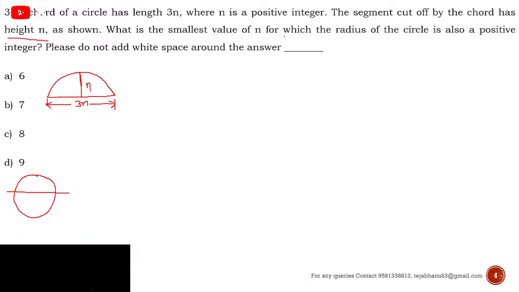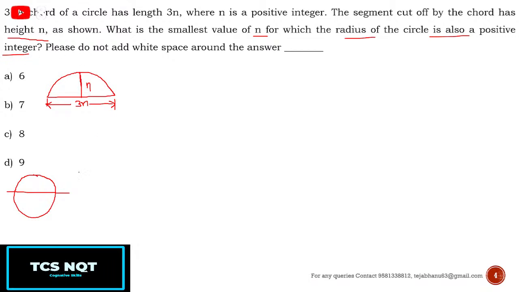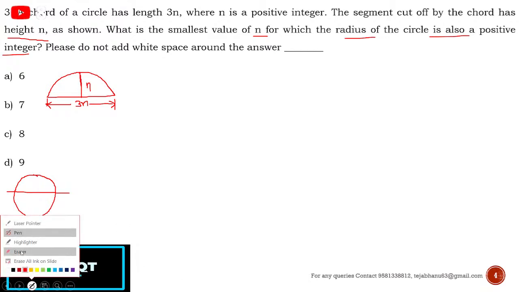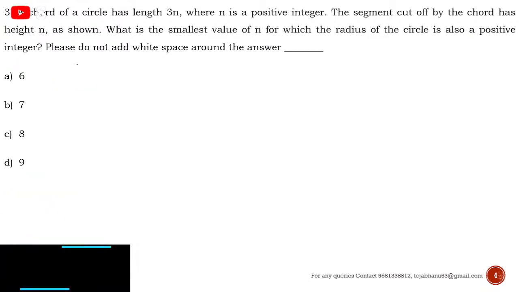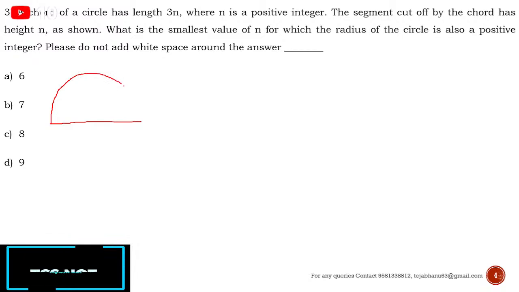Next one. What is the smallest value of n for which the radius of the circle is also a positive integer? He is asking that the radius of the circle should be a positive integer. For clarity, I am redrawing the figure here. Let us think this is the diameter. A diameter is also a chord which divides the circle into two equal halves. This is the diameter, and this is the radius r.